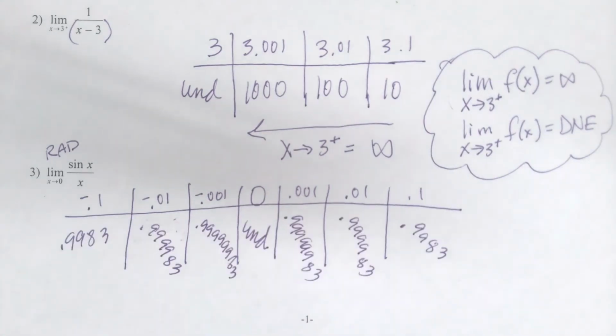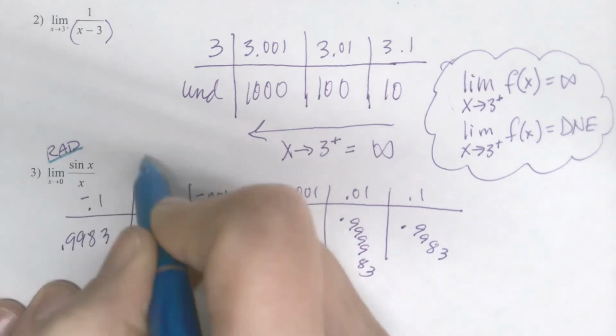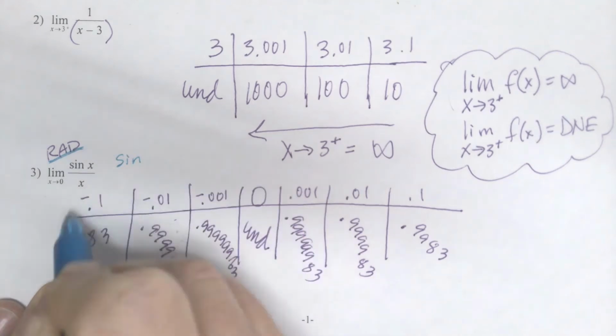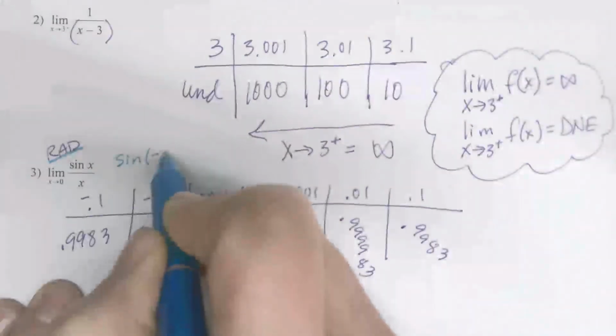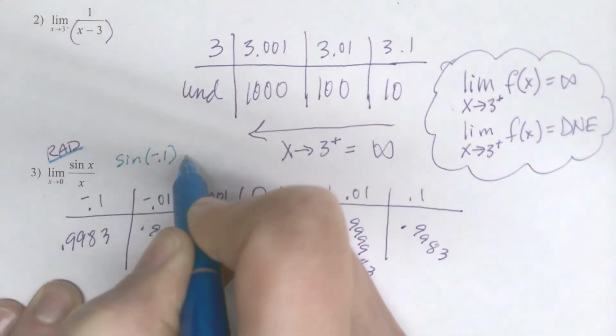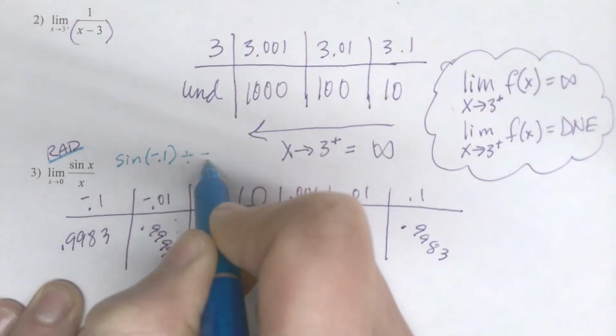So first of all, when you are entering these, please make sure that you are in radians. And when you plug in that first one, it's the sine of, parenthesis, negative 0.1, end the parenthesis, and then divide by negative 0.1.